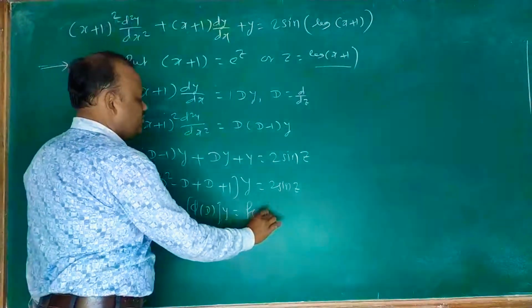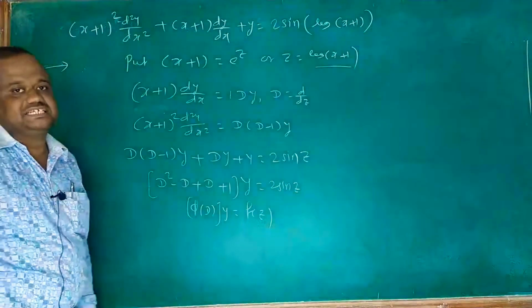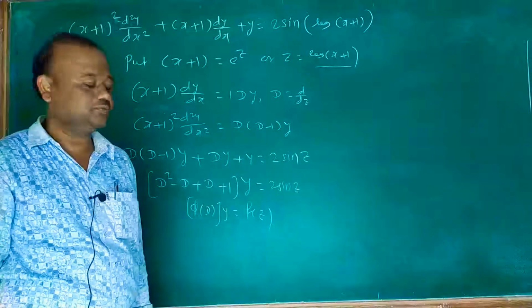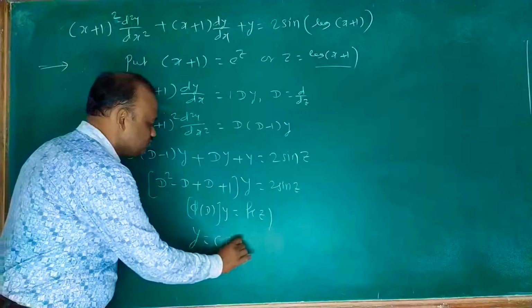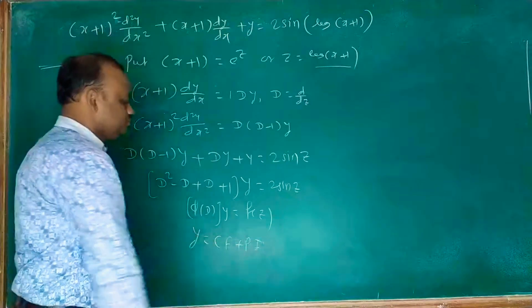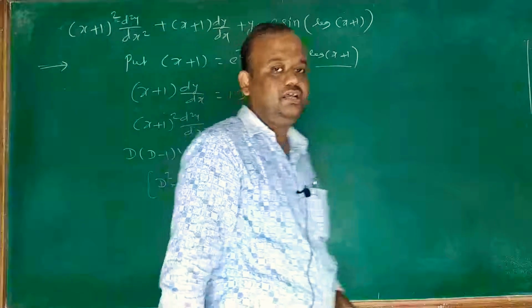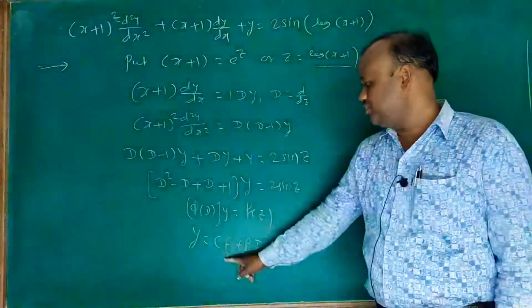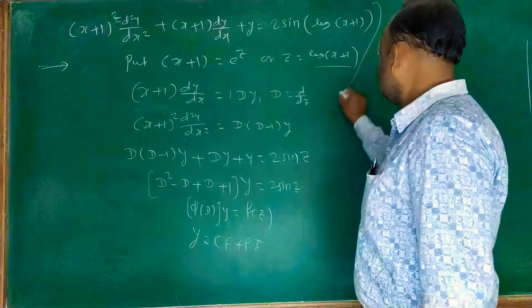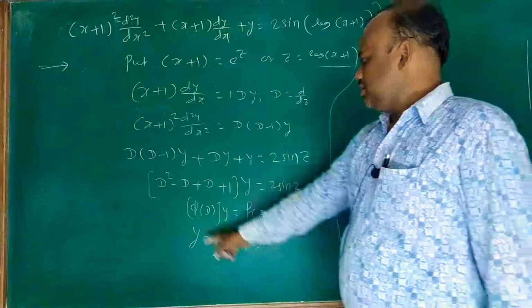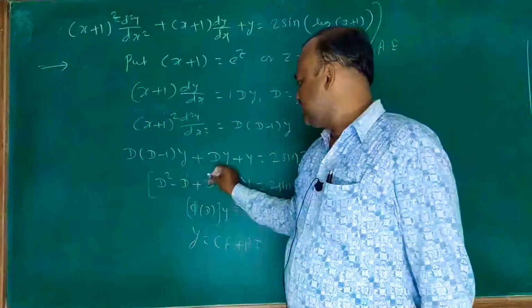And if phi of D into y is equal to f of z, it means that it is a linear differential equation with constant coefficients. And what is the solution then? The solution is y is equal to CF plus PI. So we have to find the complementary function and then the particular integral. For the complementary function we want the auxiliary equation. Now what is the auxiliary equation here? D square, this D gets cancelled.